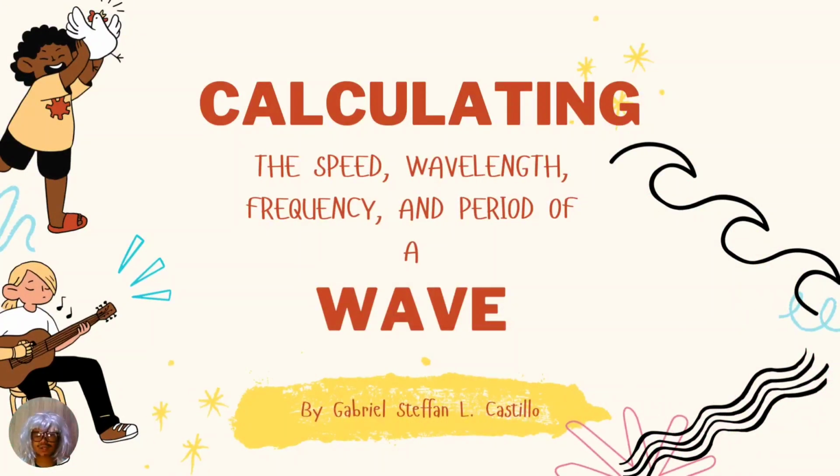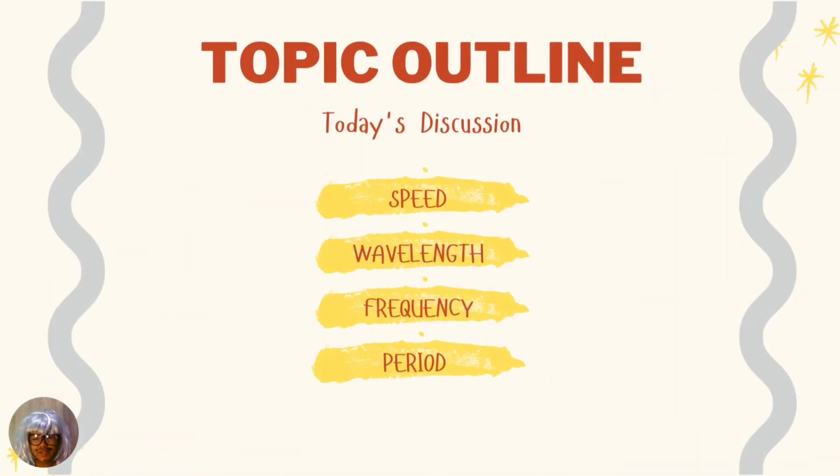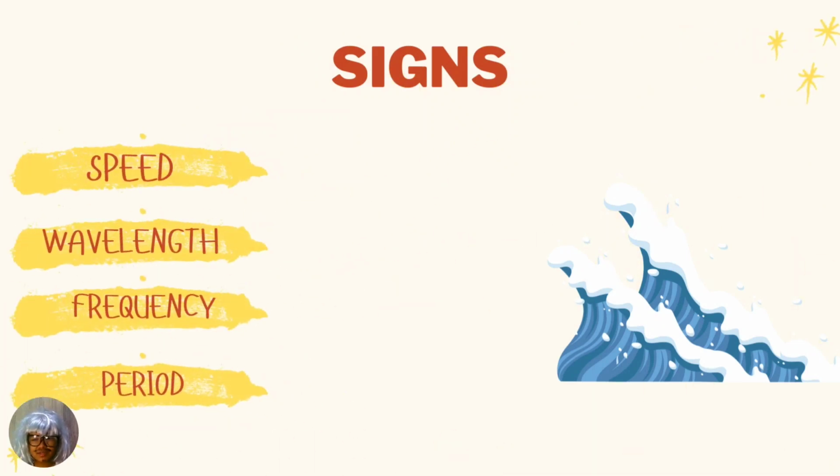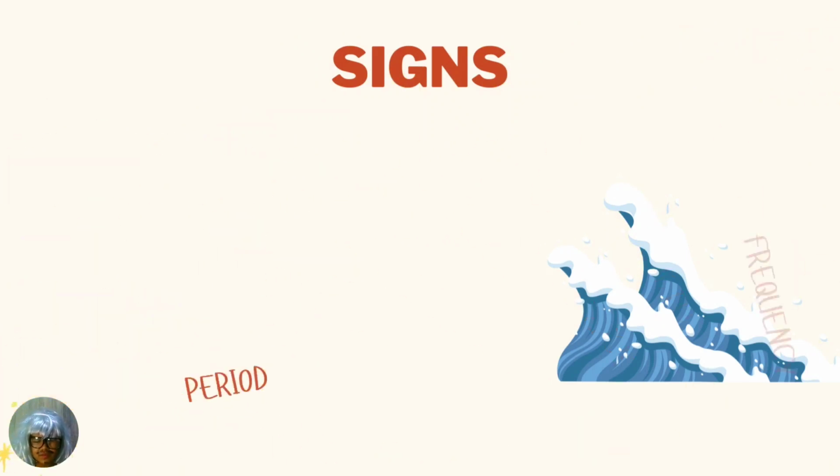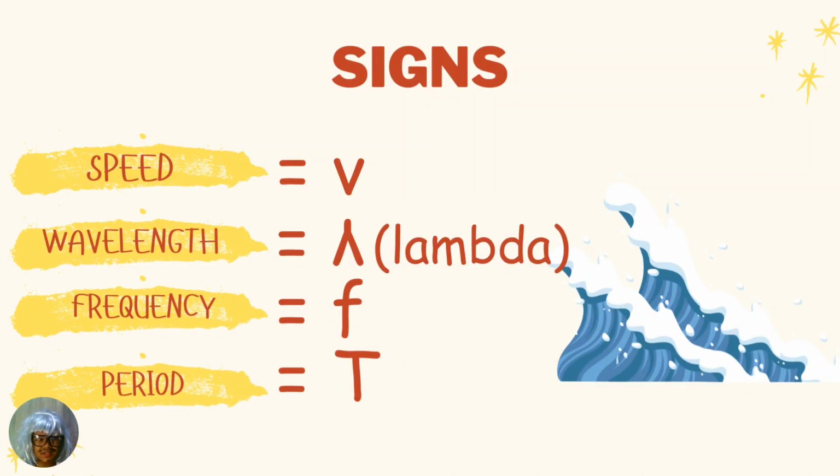Today we will be discussing how to calculate the speed, wavelength, frequency, and period of a wave. But first, we have to know their signs. So what are their signs? For speed, its sign is a lowercase v. For wavelength, it is a Greek letter known as lambda. For frequency, it is a lowercase f. And for period, it is an uppercase T. Make sure it's uppercase because if it's lowercase, it would be understood as time. They're different.